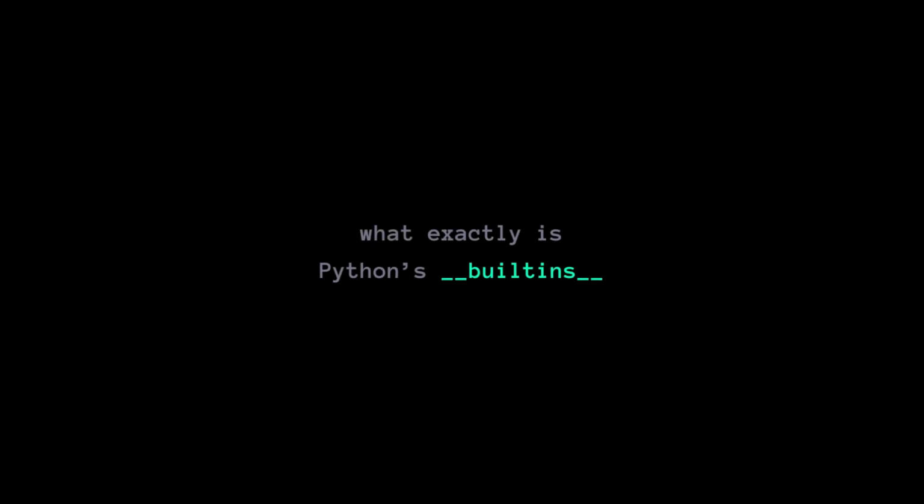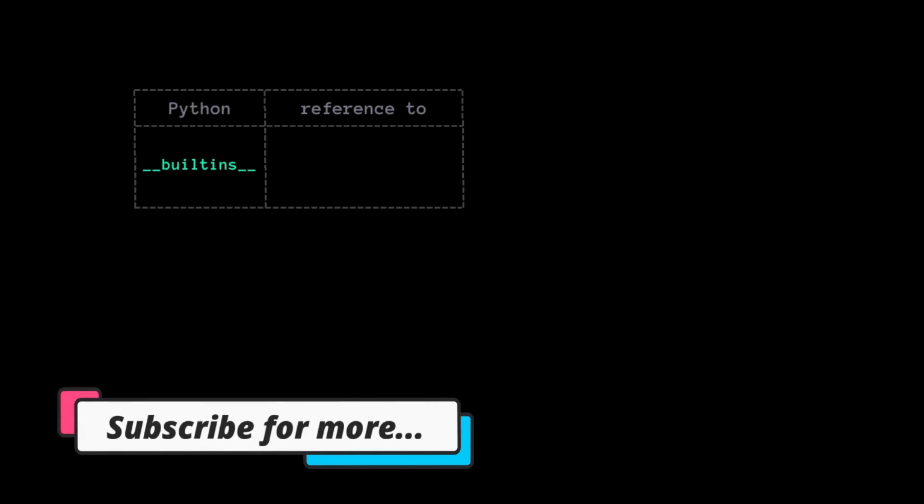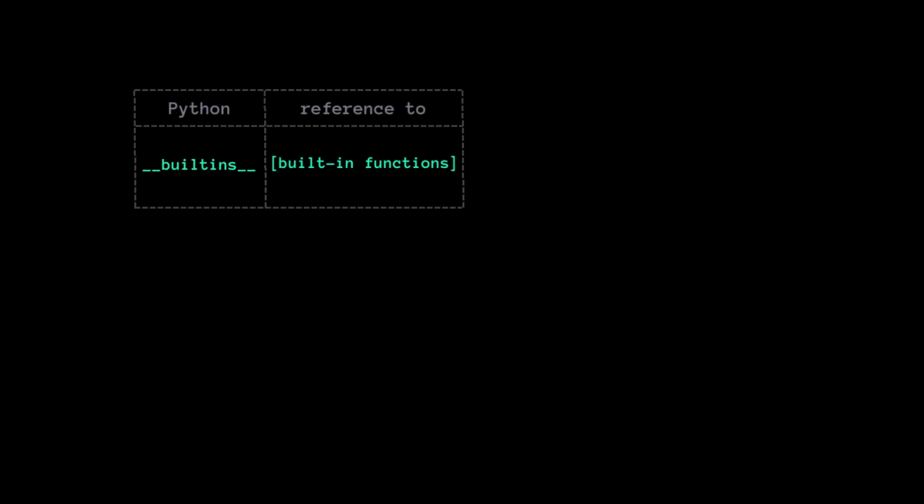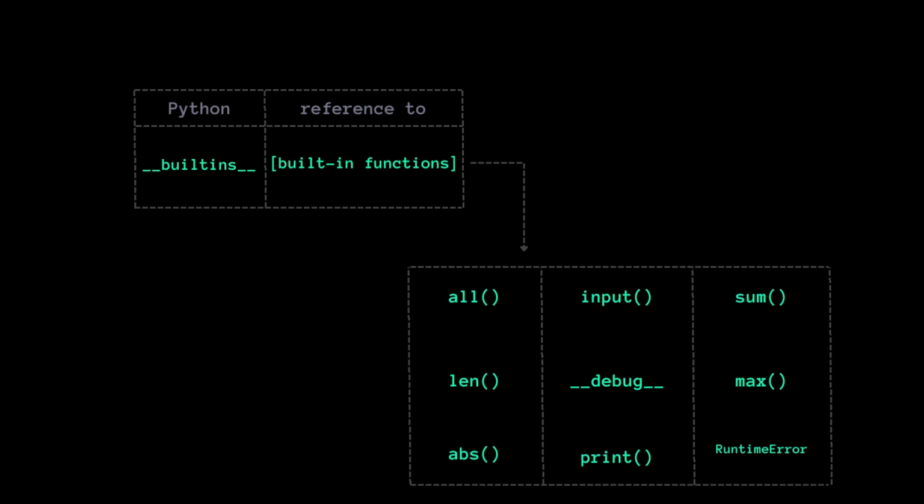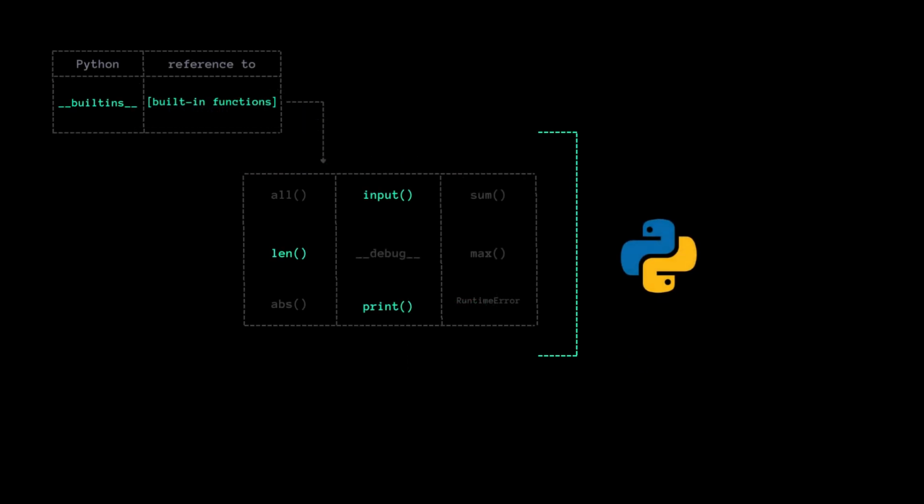What exactly is built-ins in Python? Built-ins is a special variable in Python that holds a reference to the built-in namespace. This namespace includes all the built-in functions and variables that are always available in Python. Things like print, len, and input. They come bundled with Python and can be used directly in your code without any imports.